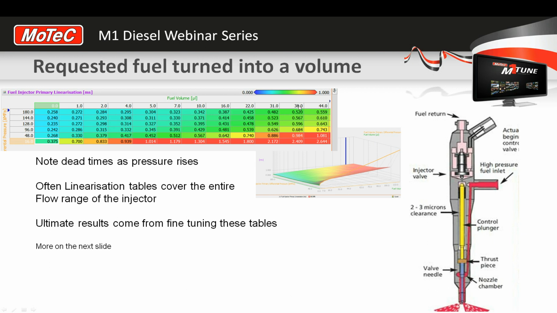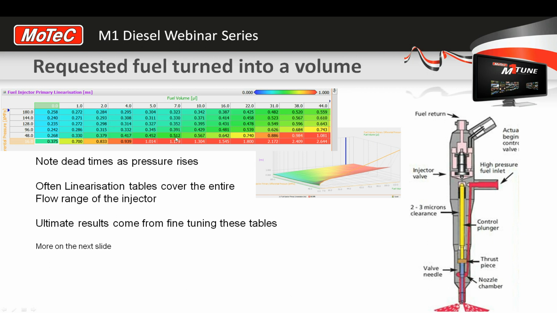microliters was requested. We would then look at the fuel pressure, which is 180 or over 180 in this case. Alright, so if it did request 38 microliters out of the injector at 180 MPa, the injector in this case would be energized for 0.52 of a millisecond, which is 520 microseconds. Alright, and again we're just reminding you here to see that the dead time goes down as the pressure goes up.